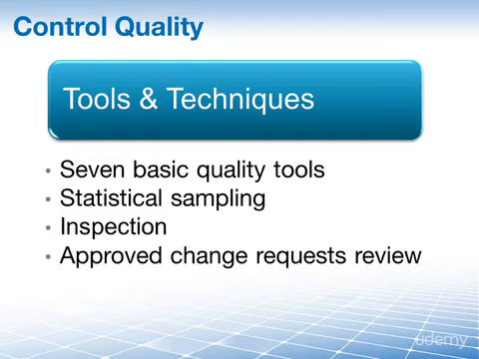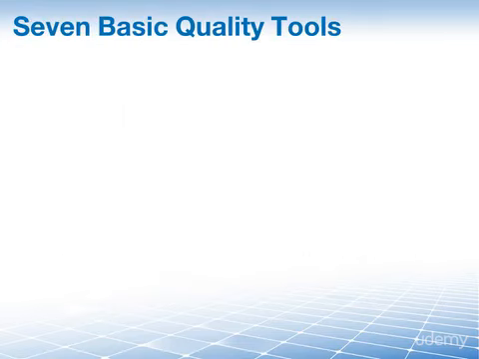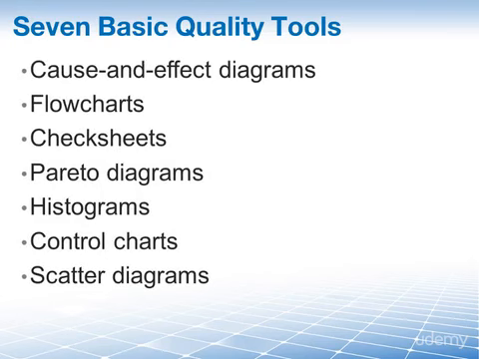approved change requests review. Our first tool, the 7 basic quality tools, also known as the 7 QC tools, are statistical tools used to solve quality-related issues in the context of the plan, do, check, act cycle. They are the cause and effect diagrams, flowcharts, check sheets, Pareto diagrams, histograms, control charts, as well as scatter diagrams. Luckily for us, we have a separate lesson in which we focus on these tools, so we don't have to review them right now, and we're moving on to the next tool and technique.